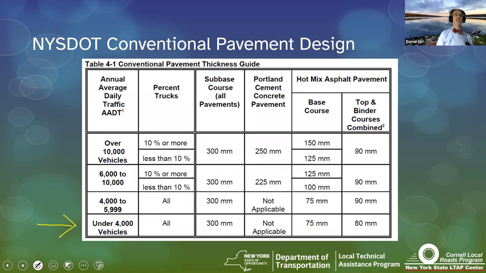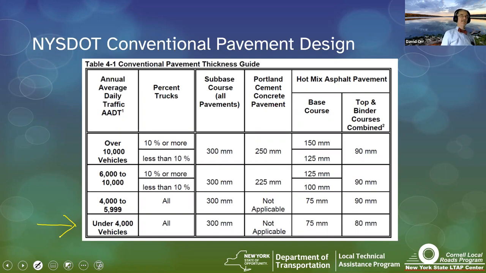So essentially you put in 300 millimeters or 12 inches of sub-base course. And that's important, that's a sub-base course, which has an allowable fines content of 10%. You put in 75 millimeters, i.e. 3 inches of base course, okay? And you put in top and binder combined of 80 millimeters, or 3 1/4. Though I'll be honest with you, I don't know of a contractor who's really going to want to pave 3 1/4 inches. So you're probably either going to get 3 inches or 3 1/2 inches.